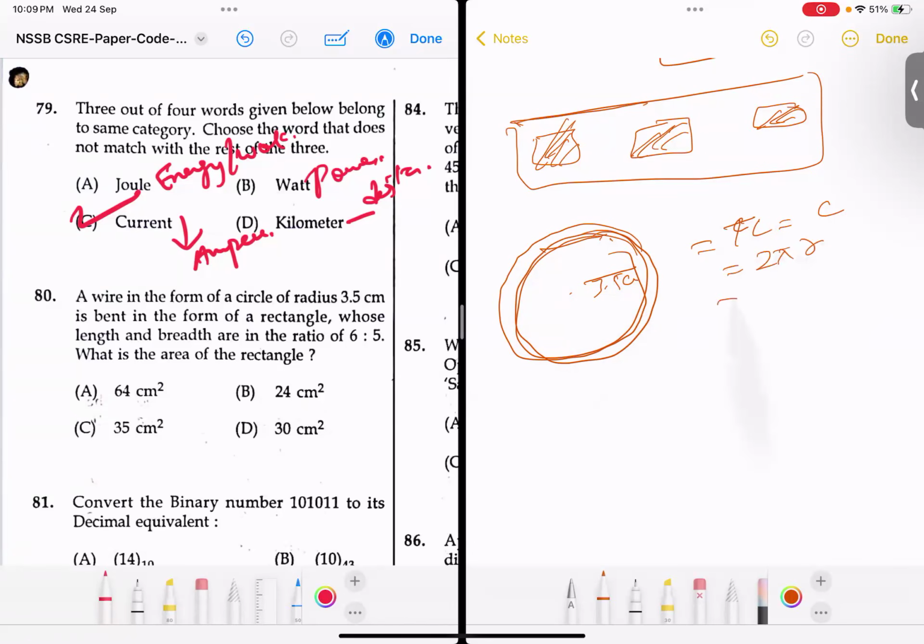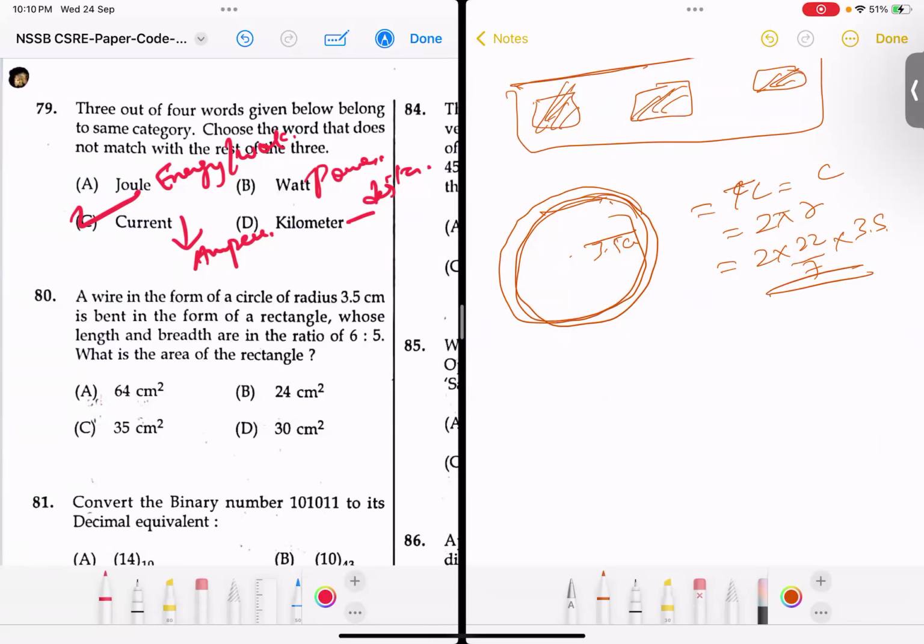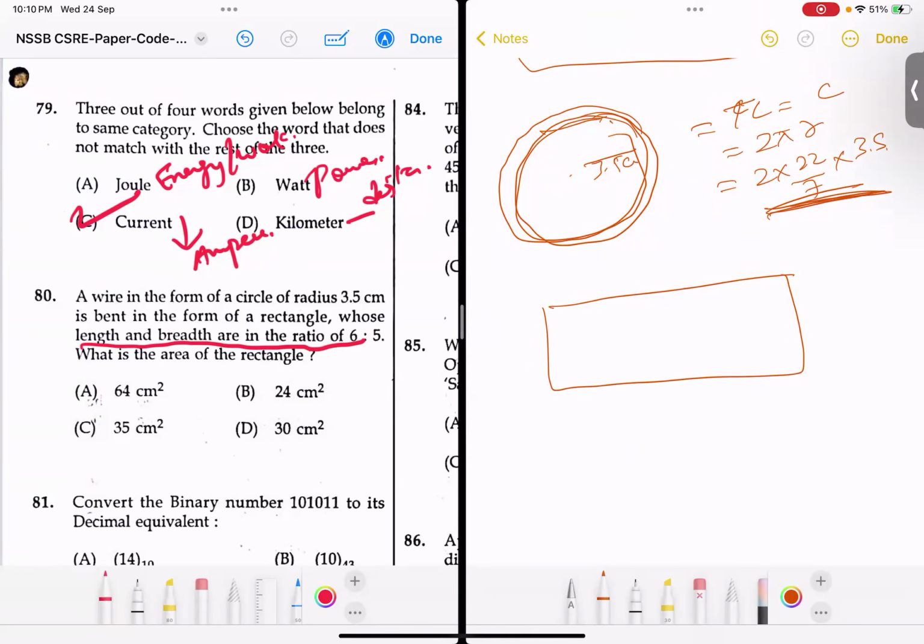It will be 2 pi r, which is equal to 2 into 22 by 7 into 3.5. So this is the circumference or the total length of the wire. Now, it is bent into a rectangle in the ratio of 6:5. So this length of wire is bent into a rectangle which is in the ratio of 6:5.